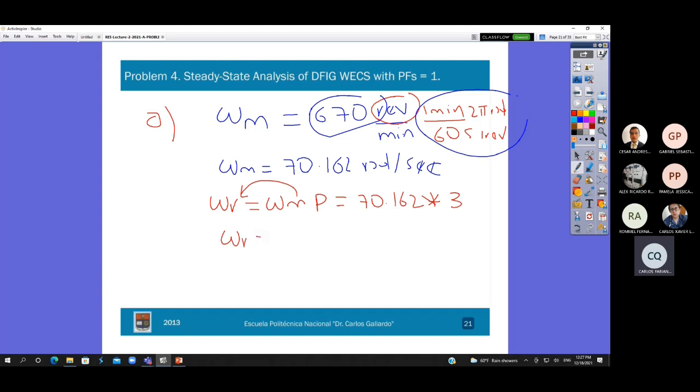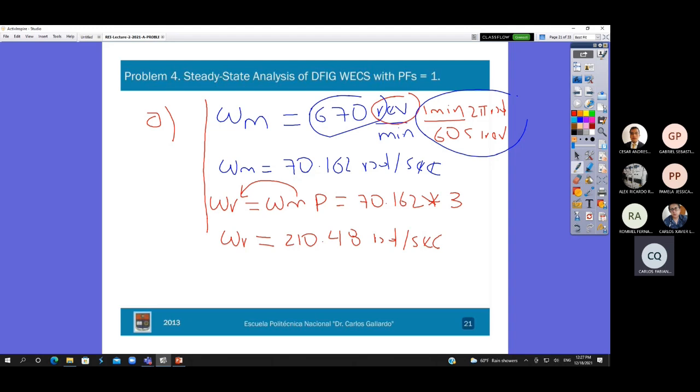Therefore, I will have an electrical quantity, in this case 210.48 radians per second. Okay, so this is the operating point. I need to compare it with the rated values.